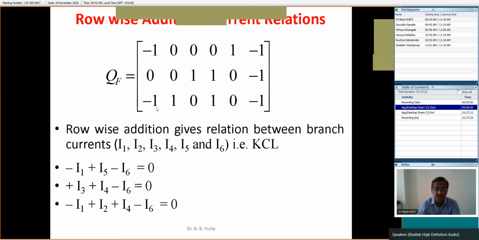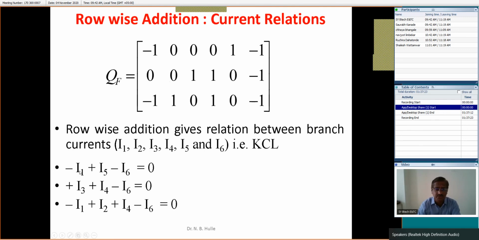In this particular case, if I am coming to the last row, what is the last row? -I1 plus I2, this is 0, this is I4 plus I4, this is I5, 0, minus I6 which is equal to 0. This is the way of the preparation of the row-wise addition.